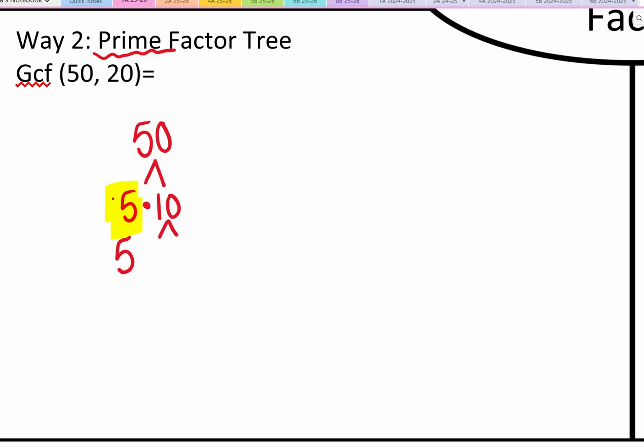But 10, I can break 10 down. 10 can be written as 5 times 2. So that means that the prime factorization of this is 5 times 5 times 2. So 50 equals 5 times 5 times 2. And we call this the prime factorization.